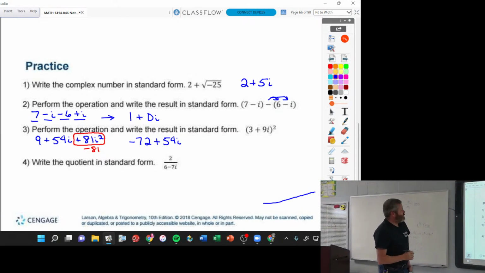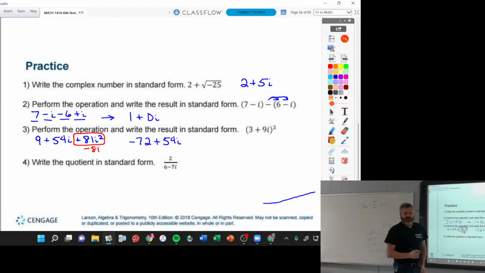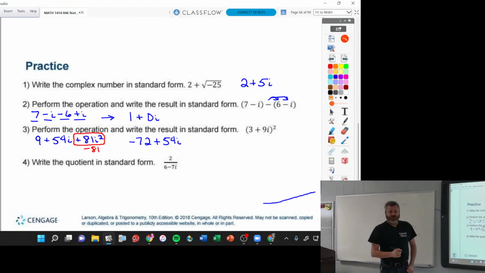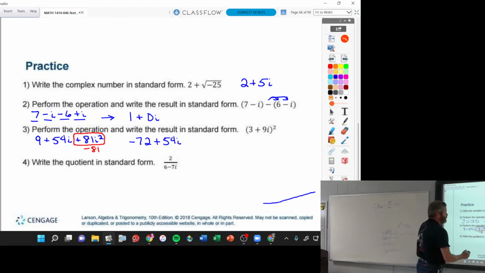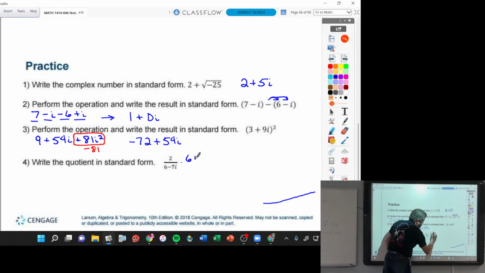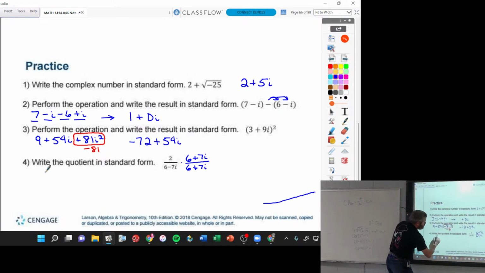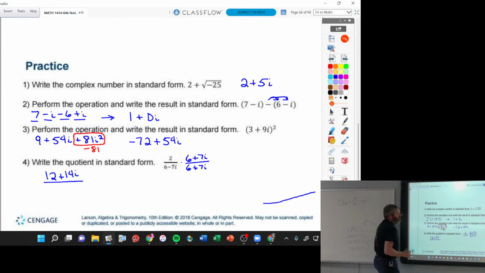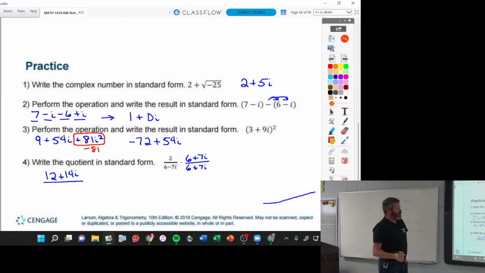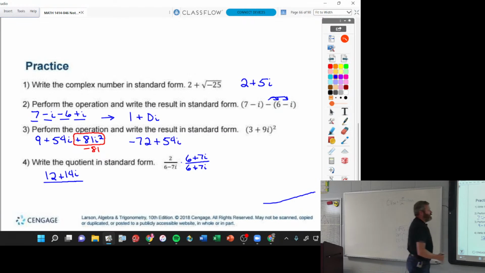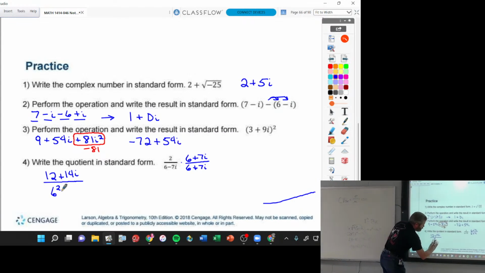And number 4, to write that in standard form, because I have a complex number in the denominator, I need to multiply the top and the bottom by the complex conjugate, which is going to be 6 plus 7i. So I'll multiply the top and the bottom by 6 plus 7i. Top, distribute the 2, gives me 12 plus 14i. The bottom is, because I'm multiplying complex conjugates, the answer is going to be a squared, or 6 squared, plus b squared, or 7 squared.